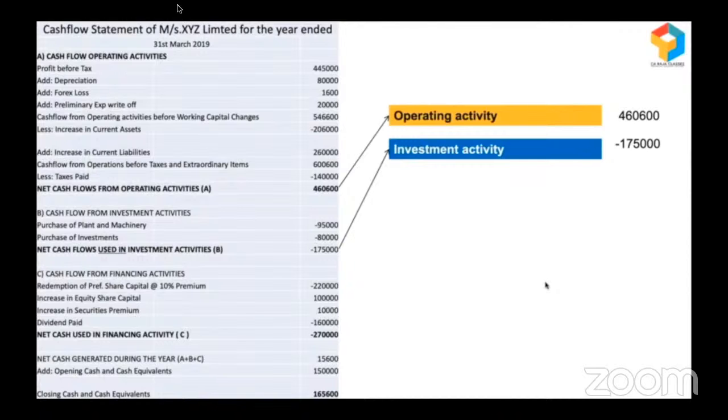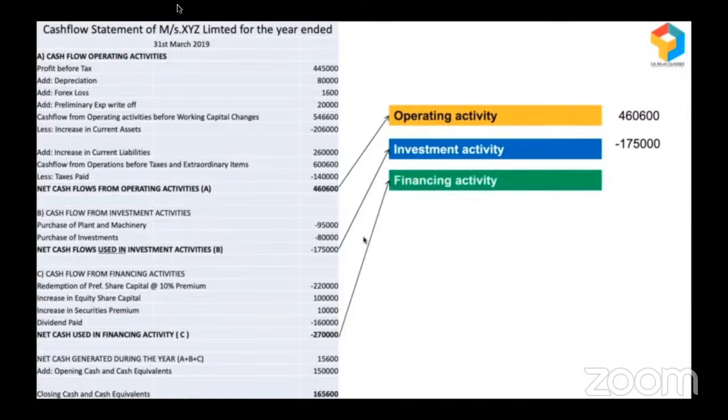So some other assets have come in. If you want to know what are those assets, you have to go back to the statement. Look, they have purchased plant and machinery. They have purchased some investments. Then look at the next key item, that is financing activity, and it is a negative cash of 2,70,000. It means to that extent cash had gone out. And if you want to know what are those components, you can go to the cash flow statement and see. Now if you add all the three, you get to know what is the cash generated during the year, and it's 15,600.